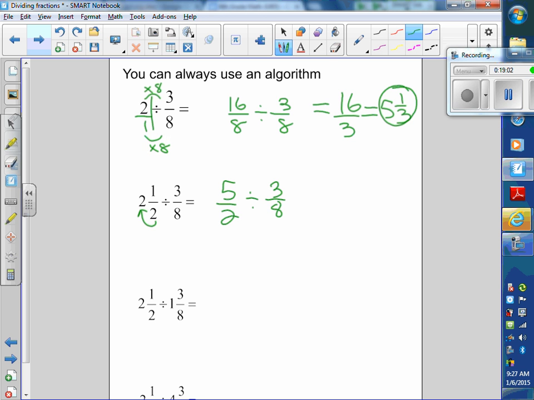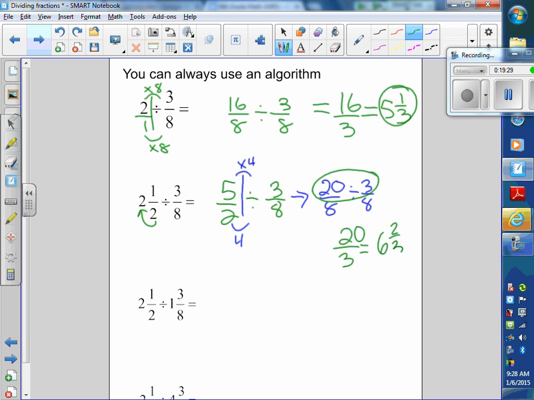Sophia, what's the common denominator? 8. Good job. So multiply both of these by 4. So that gives us 20 eighths divided by 3 eighths. Sophia, what do you do next? Right. Using a fraction, 20/3, which is 6 2/3. Boom. That's it.